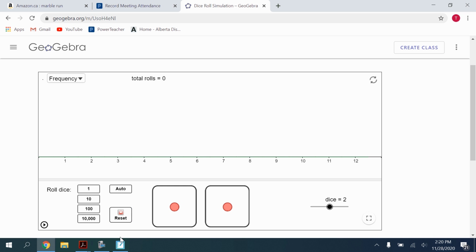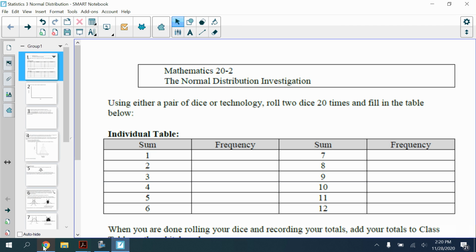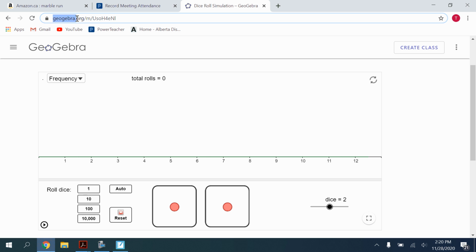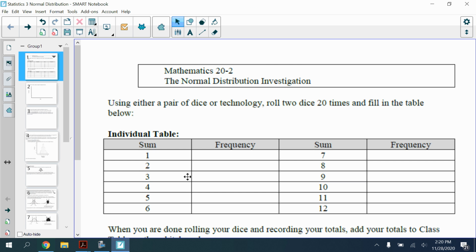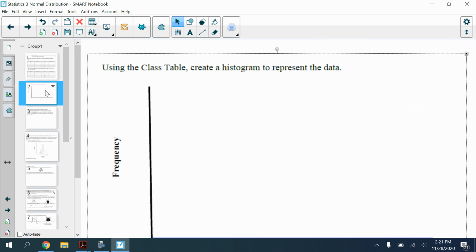So I'm just going to flip back to this. You can fill out any of the table. If you want to look at that dice simulator, it's called GeoGebra. I always just search GeoGebra, and then I type the word dice, and it'll come up with this scenario that you can play around with if you wanted to fill in that table. Usually we do the class table, and then we would draw a histogram.